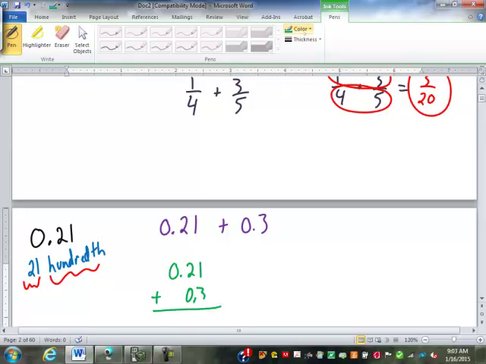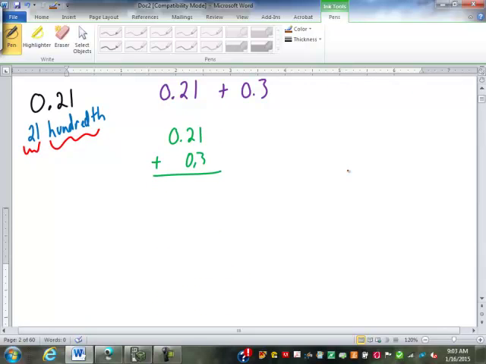Is that going to work? What's wrong there? Decimal points aren't lined up. Why do we have to line up the decimal points? It's not just because that third grade teacher said so.